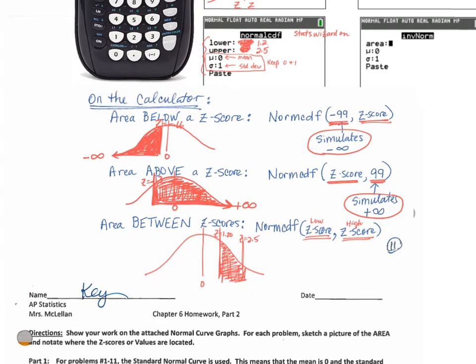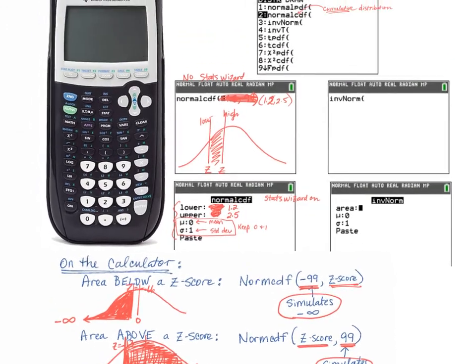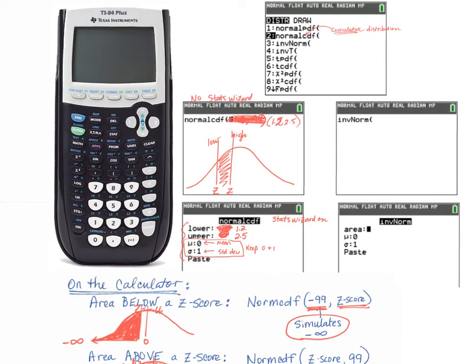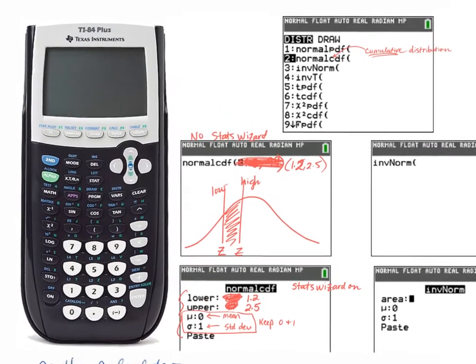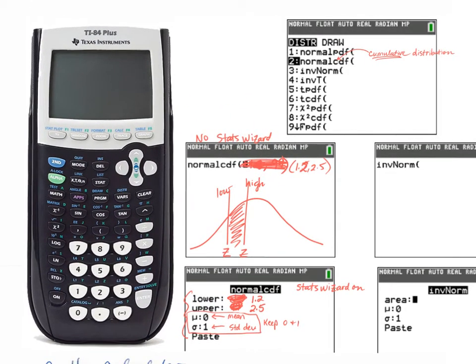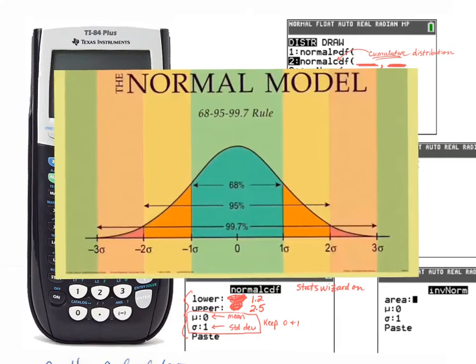All right, so that is how you do NormCDF in your calculator. It's NormCDF from low Z to high Z. I have a little video to show you that. Let's see if we can play that song for you to remind you that for NormCDF, it's from low Z up to high Z. So let's see here. All right, here we go.